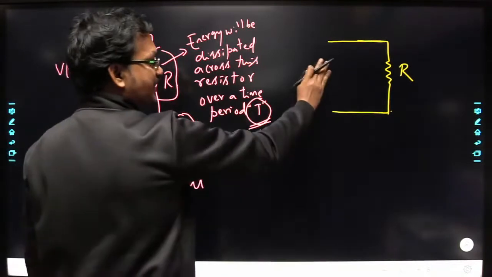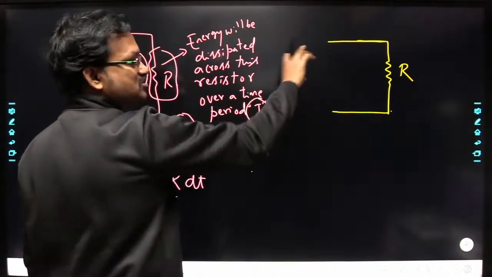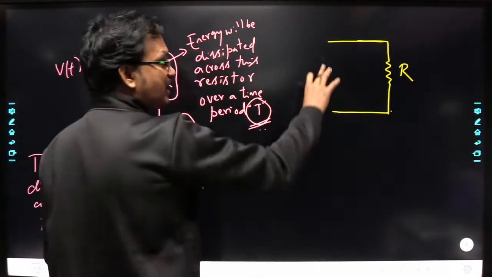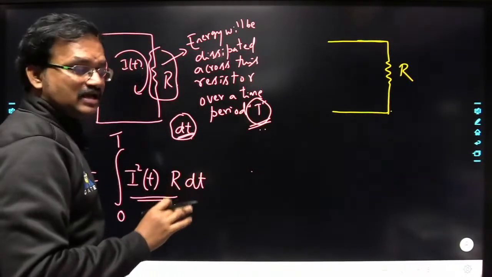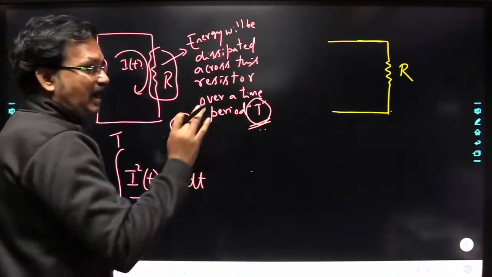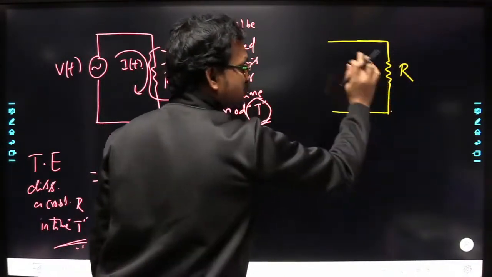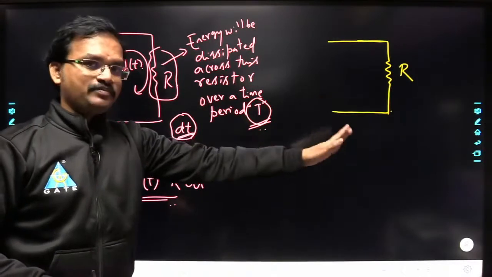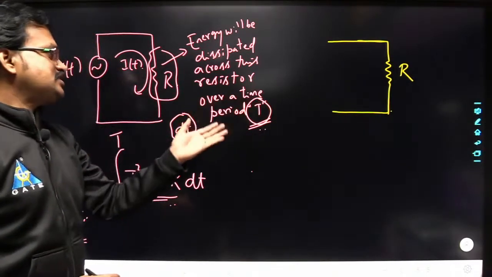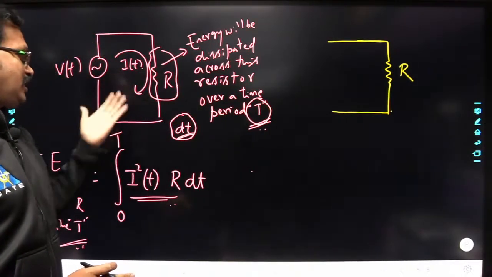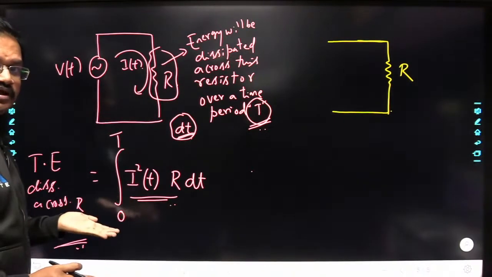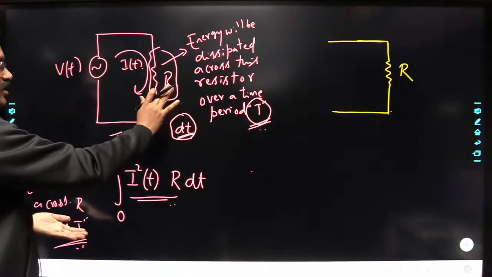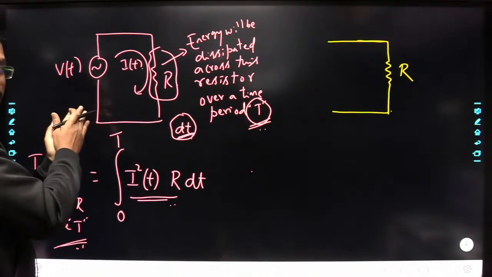That has to be connected across this resistor? What must be the DC voltage that has to be connected across the resistor such that the energy dissipated across this resistor must be the same as the energy dissipated across the resistor in AC? Yes or no? Okay, so whatever the energy that is dissipated across the resistor in AC, understood?